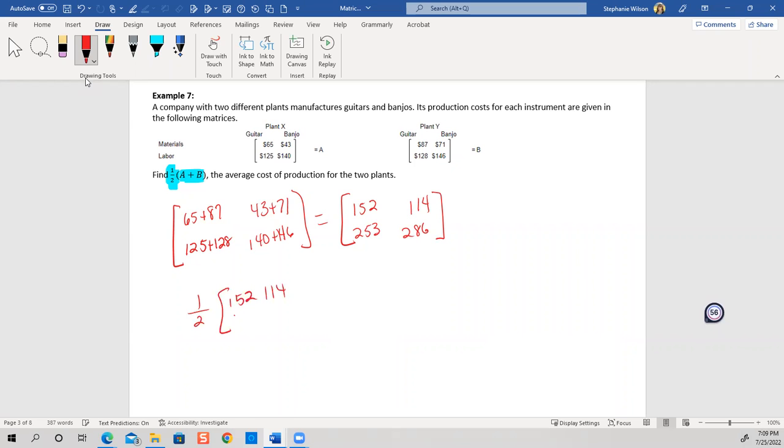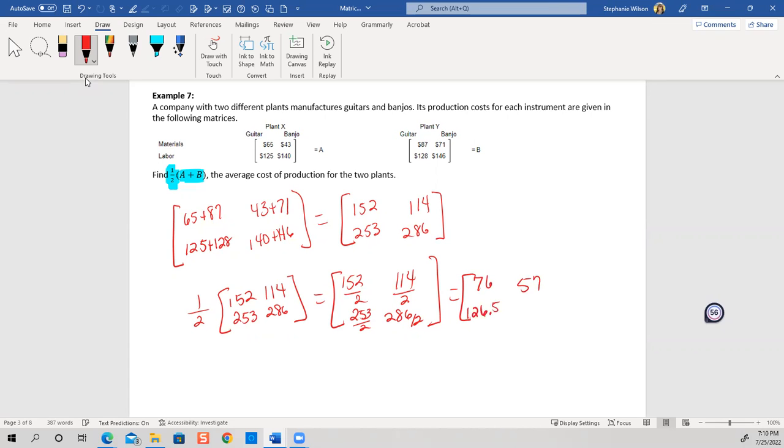I'm just rewriting it one more time. You do not have to do that. So we're going to have half of 152, half of 114, half of 253, half of 286. And this gives me 76, 57, 126.5, 143. Now these are all in dollar bills, because it's talking about money.